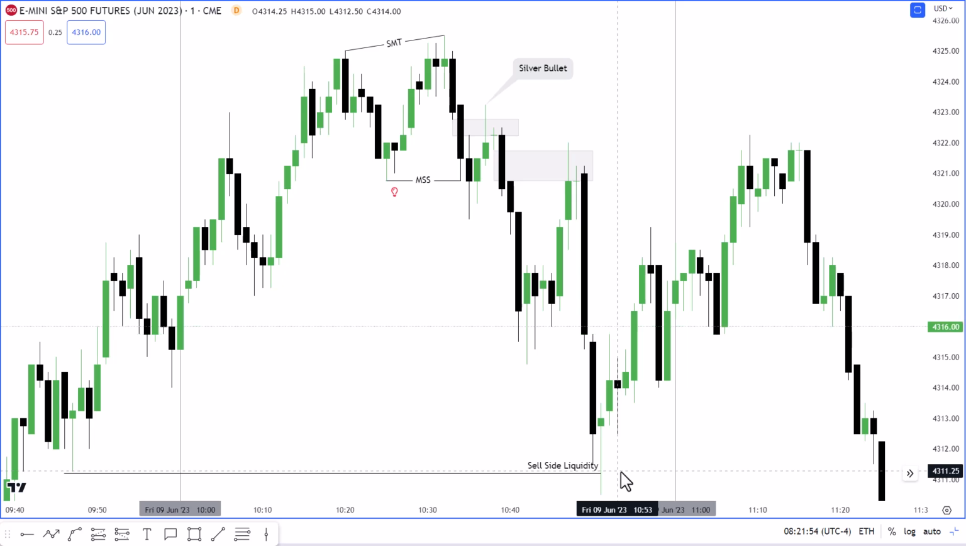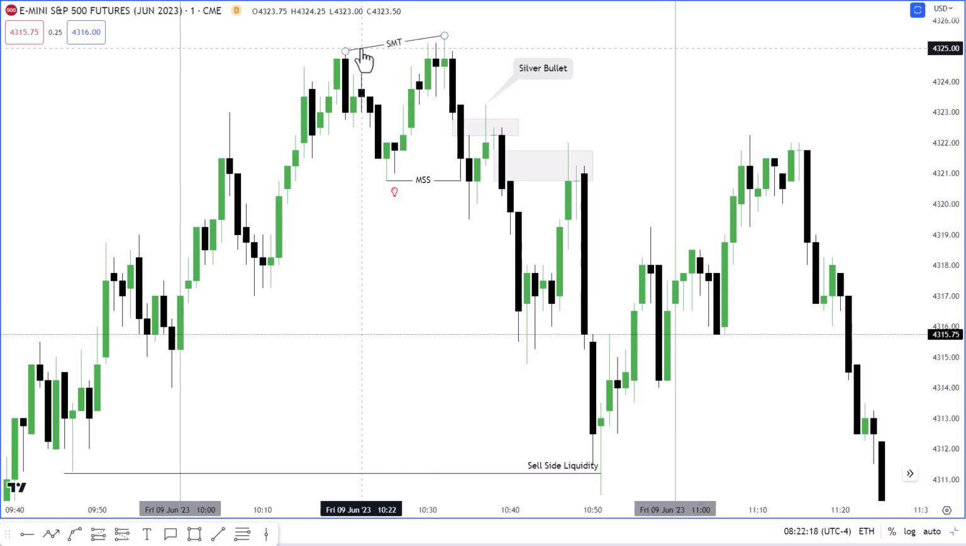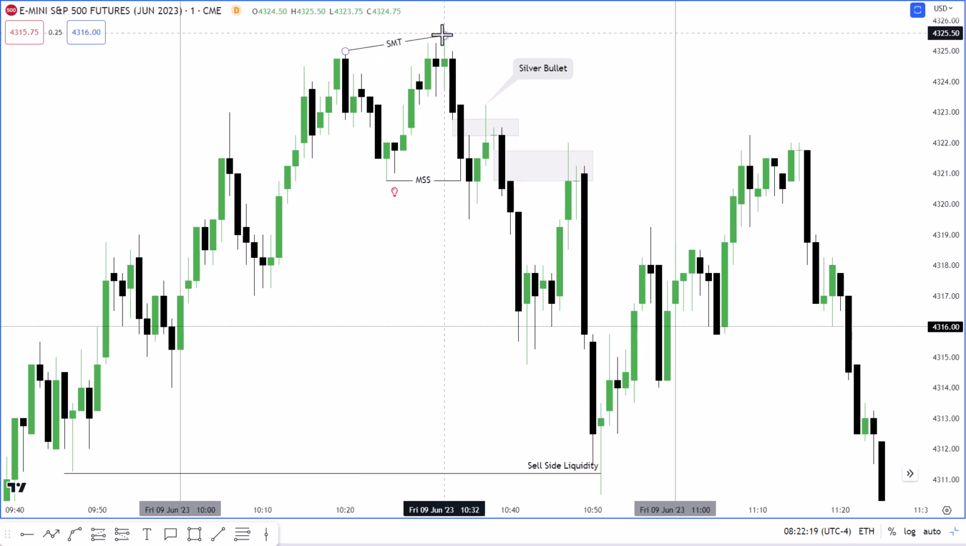So that's it, guys. That's how simple it is to take a silver bullet trade. Number one, have a draw on liquidity. Know where price is going. You have to know where price is going. Number two, it has to be a trade between 10 a.m. and 11 a.m. New York local time. And that's it. You do not necessarily need an SMT divergence to do this, and you do not necessarily need a market structure shift to do this.